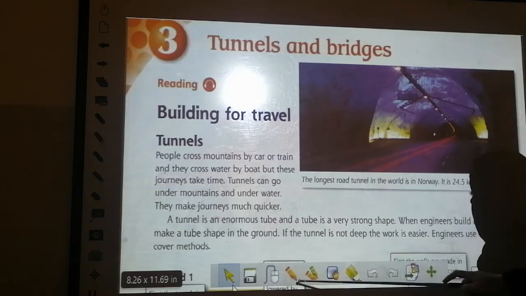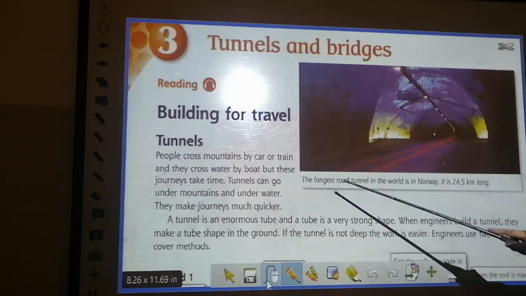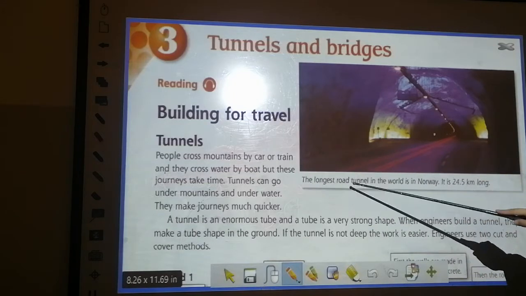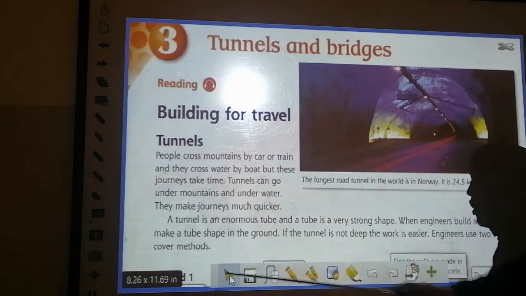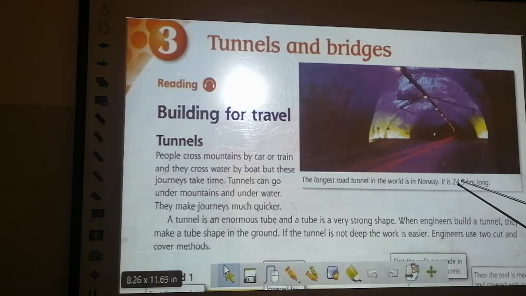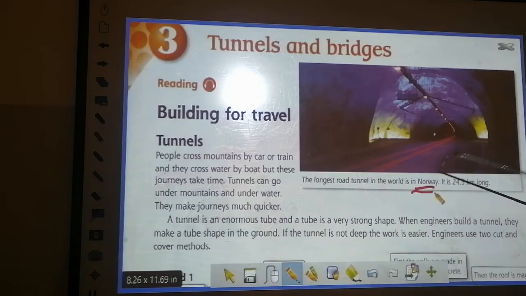Okay, look at this picture. We have a road, lights, a closed road. This is called a tunnel, and this is a picture of the longest road tunnel. Where is the longest road tunnel in the world? It is in Norway. Norway is the name of a country. How long is this tunnel? It is about 24.5 kilometers long.